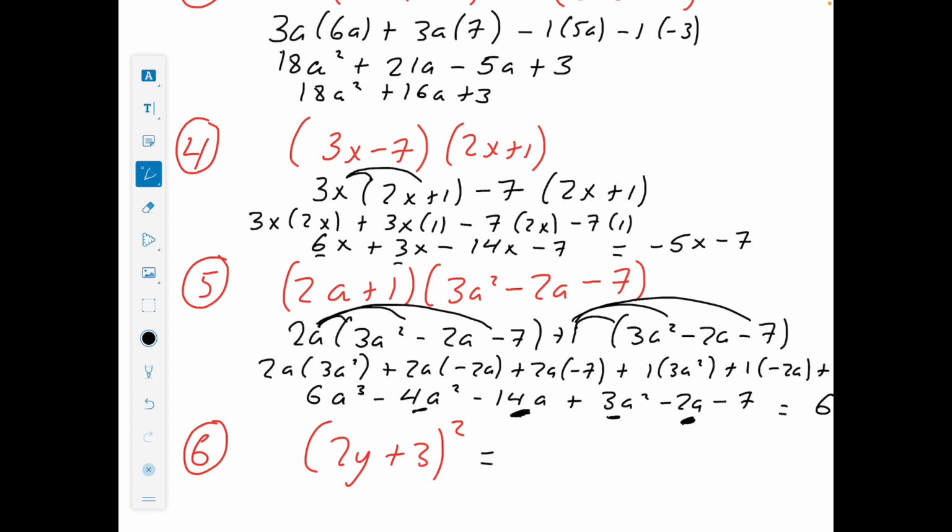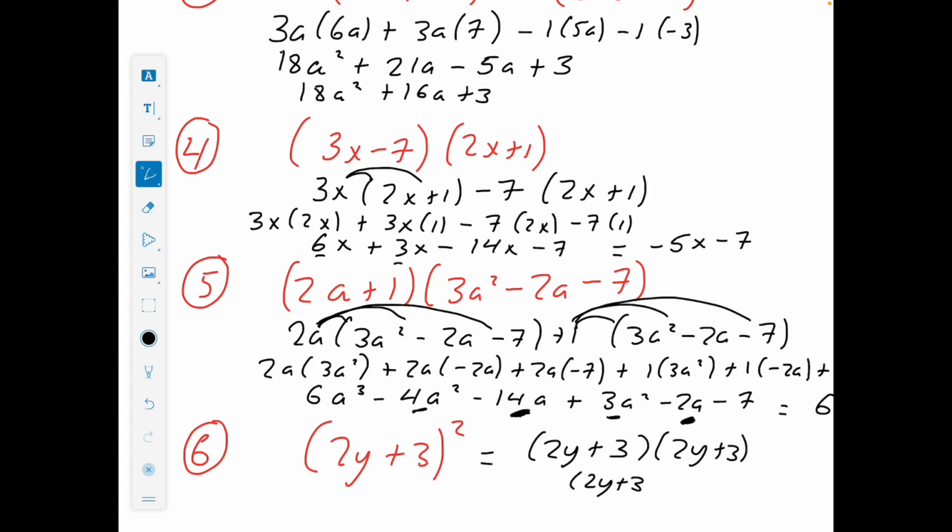Okay, and our last example, this is another thing you need to learn off. So if you have a bracket to be squared, the easiest way to do it is we're just going to write it out twice. So 2y plus 3 by 2y plus 3. Okay, kind of just think of it in real life terms. So if you have 4 squared, the answer is 16. How do you get that? It's 4 by 4. Okay, so here we're doing the same thing. We'll just write out the bracket twice.